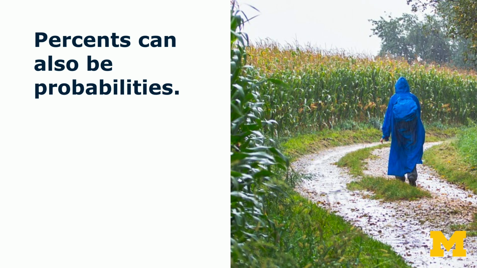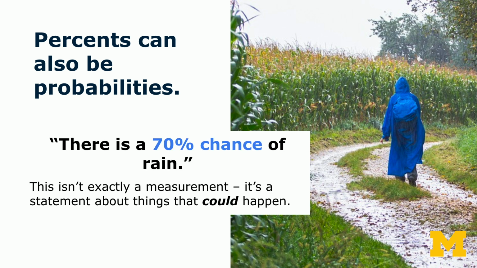And percents can also represent probabilities. So if you hear that there is a 70% chance of rain, this isn't really a measurement, right? I'm not sure how you would measure that directly, but this is a statement about things that could happen. It's saying that there is a probability of rain, and we estimate it around 70% chance. Another way of thinking about this is if we could simulate today 100 times, 70 times we would end up with rain.